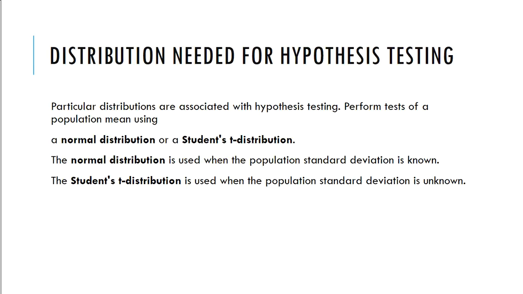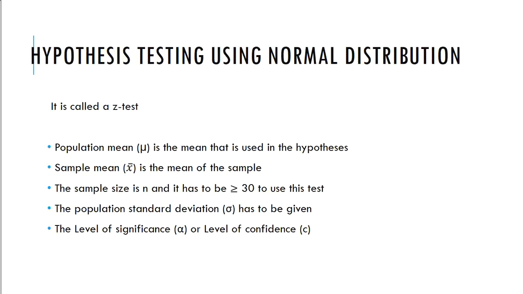Particular distributions are associated with hypothesis testing. To perform tests on a population mean, you're going to use either a normal distribution or a student t-distribution. A normal distribution is used when the population standard deviation is known. This is also known as a z-test. Remember z-score from before? This is what we're doing. A student t-distribution is used when the population standard deviation isn't known. So again, normal distribution is when you know your population standard deviation, and a student t-distribution is when you don't know your population standard deviation. When you know your population standard deviation, it's called a z-test.